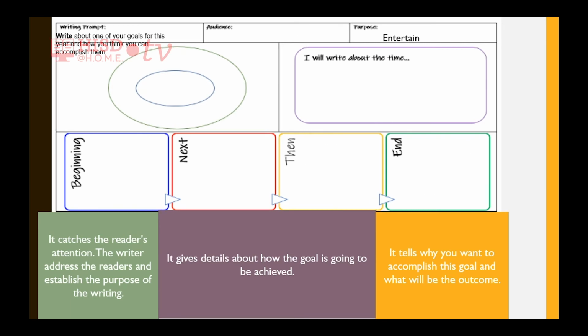So again, here's a blank graphic organizer. If you were not able to get this graphic organizer complete last lesson, I'm going to give you a few moments to try to fill in the beginning, the middle, and the end, just planning it out.